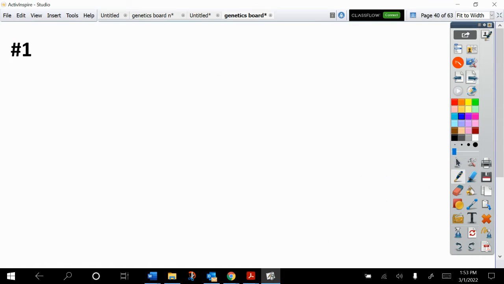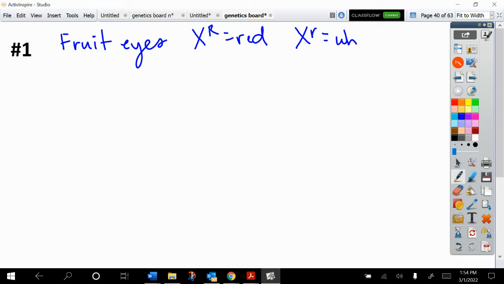This time we're going to look at the examples that you have written down. We're going to look at fruit flies, and we are going to look at the eye color trait, which is an X-linked trait. The wild type, or the normal eye color, is red, so X capital R is red, and X lowercase r is white eyes. So this first problem says, what are the probable genotypes of both parents when you cross a red-eyed male with a red-eyed female, and then it gives the resulting offspring.